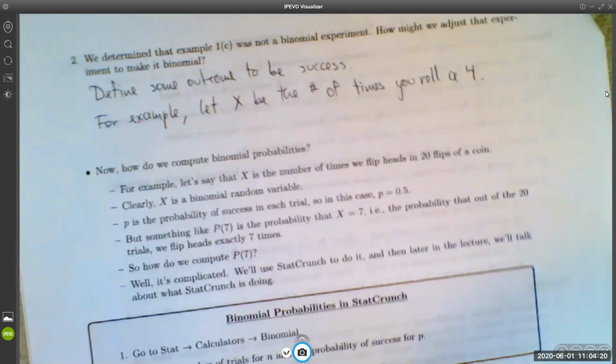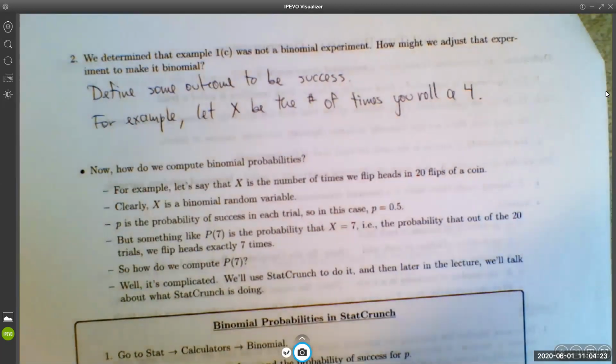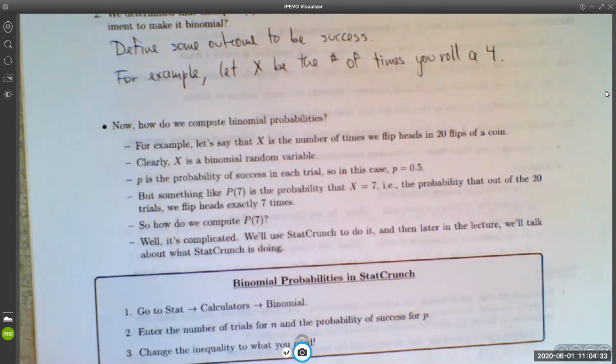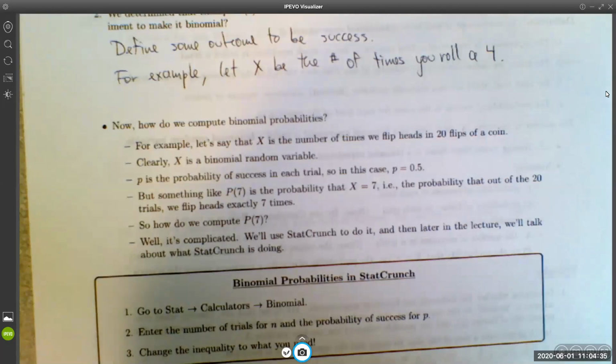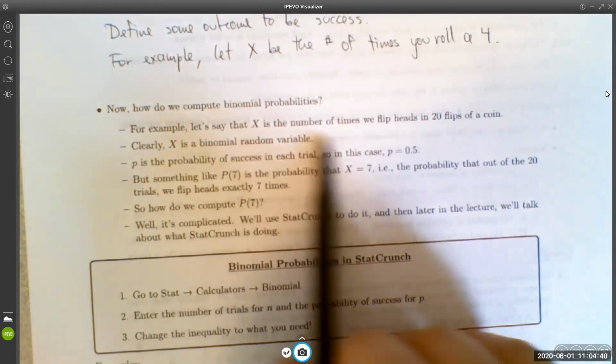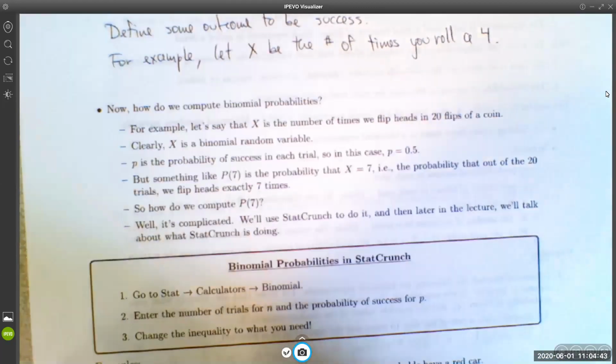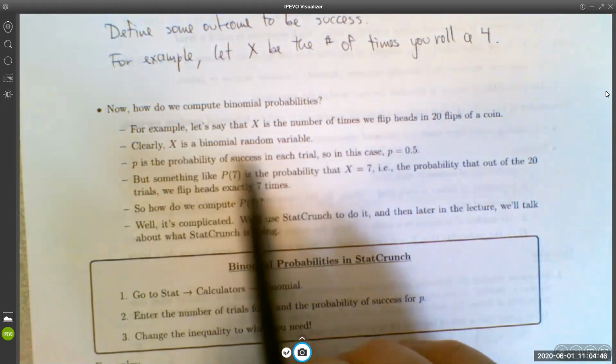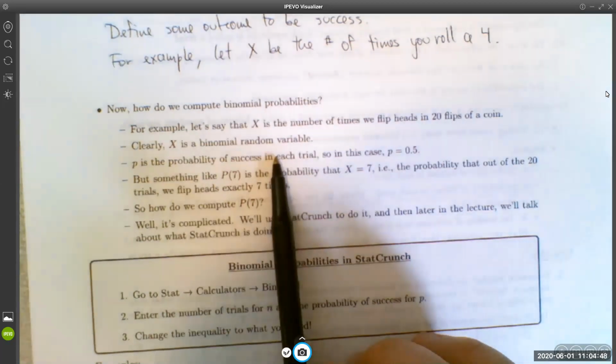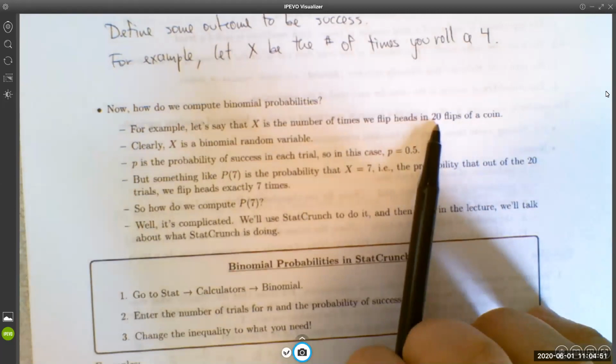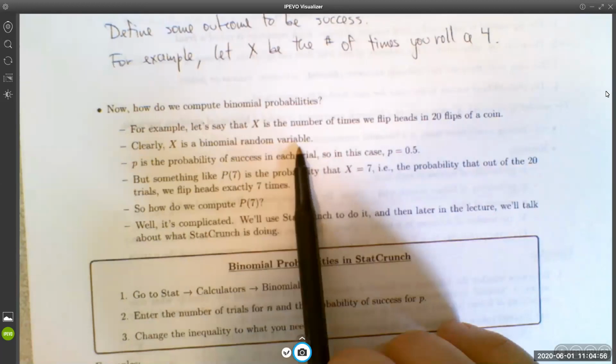Okay, so we've spent a good deal of time on how to determine if something is a binomial variable. Once you know that something is a binomial experiment, how do we compute probabilities involving that experiment? That's what we want to be able to do. For example, let's say that x is the number of times we flip heads in 20 flips of a coin. Clearly, x is a binomial variable. You have success and failure, you're flipping a fixed number of times, and each trial is independent of the last one. So this is a binomial variable for sure.